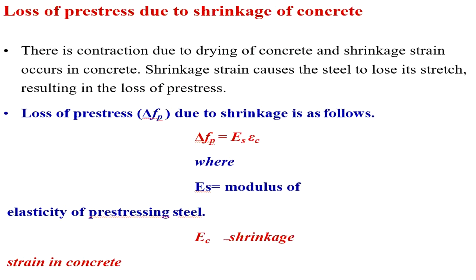So, loss of pre-stress due to shrinkage of concrete. Here there is contraction due to drying of concrete and shrinkage strain occurs in the concrete. Shrinkage strain causes the steel to lose its stretch, resulting in the loss of prestress. Here shrinkage means the reduction in volume of the concrete.